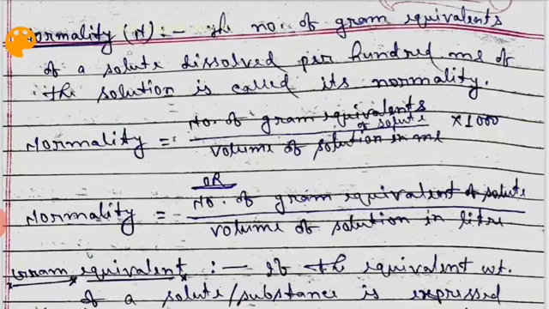Good morning, students. Today's topic is normality. The number of gram equivalents of a solute dissolved per 100 ml of the solution is called its normality.